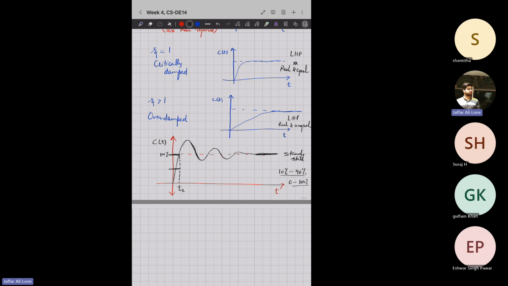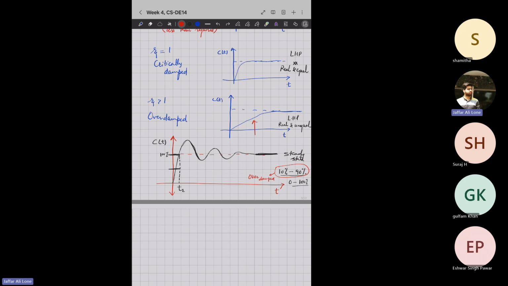Actually, the 10 to 90% one corresponds to overdamped systems. Why is it so? Because overdamped systems are sluggish. If you see this system, they will take a lot of time to reach the final value. So to make these values resemble those of underdamped systems, we take 10 to 90% for overdamped systems. Fine, leave that apart as of now.